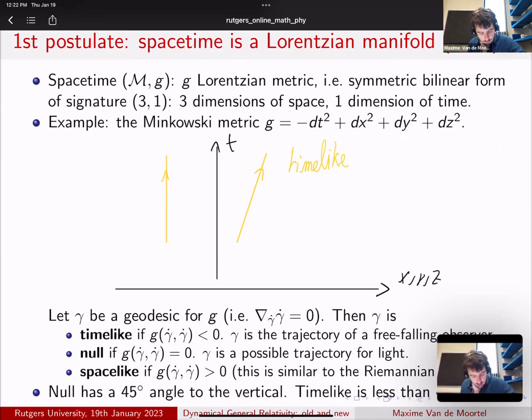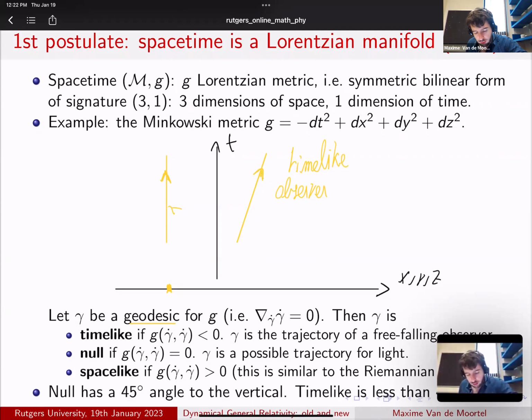And what does it mean? Well, if the curve is a geodesic, meaning if it has no acceleration, it means that it's a trajectory of an observer. For example, right now I'm on my chair in my office. I remain in the same place in space, but I'm just aging in time, and so I would be that trajectory. I'm at rest and just move forward in time.